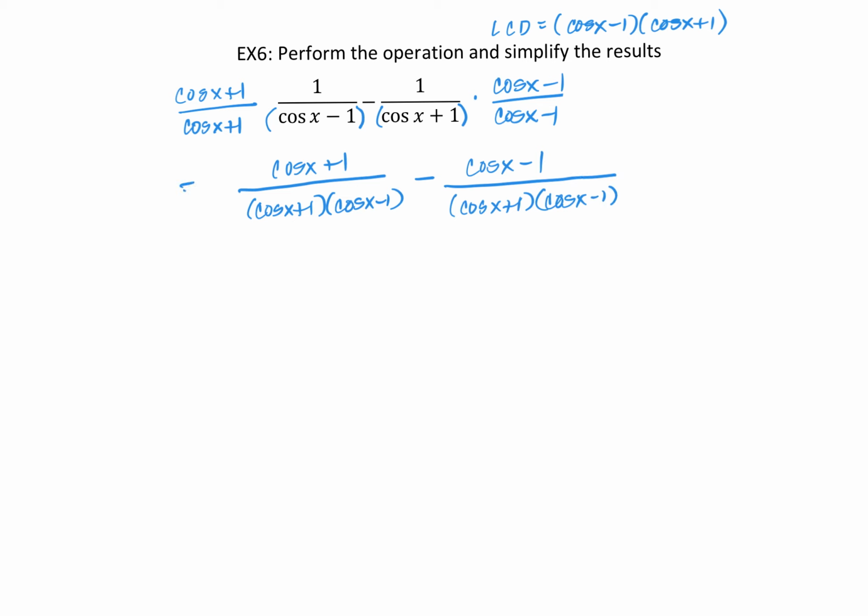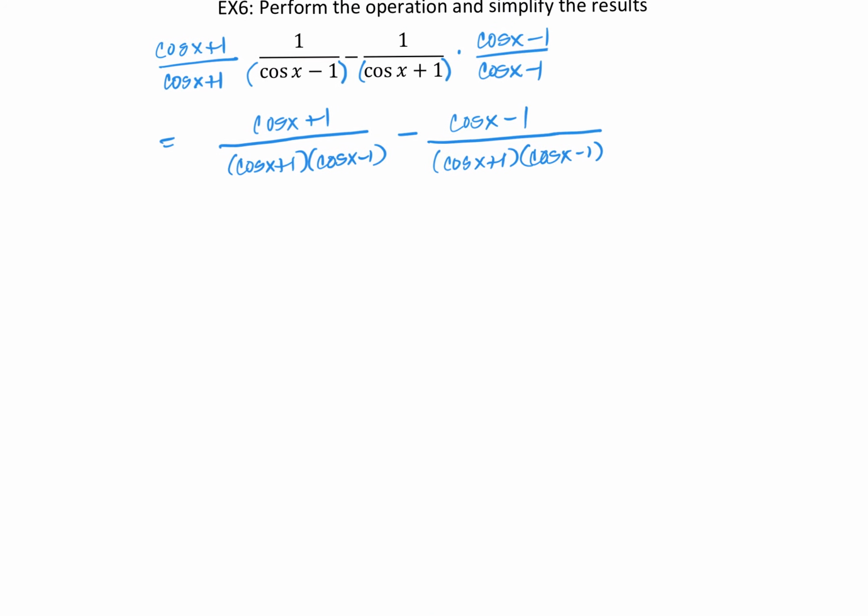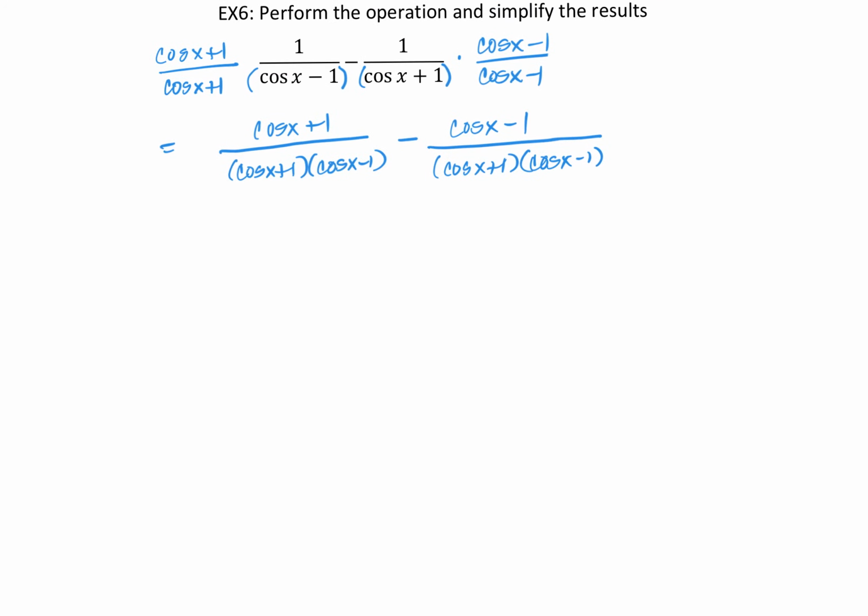Okay, so let's just look at this for a second. The denominators are the same. I can combine in the numerators. Don't forget that you need to distribute that negative on the second fraction. So it'll be a minus cosine of x plus 1. Our numerator is going to be cosine of x plus 1 minus cosine of x plus 1, all of that over this denominator. And you could multiply it out if you wish.